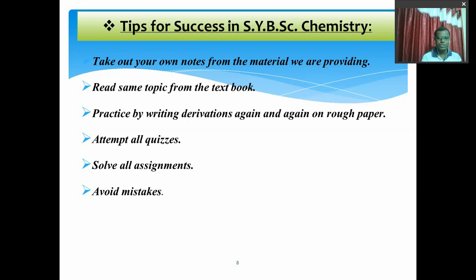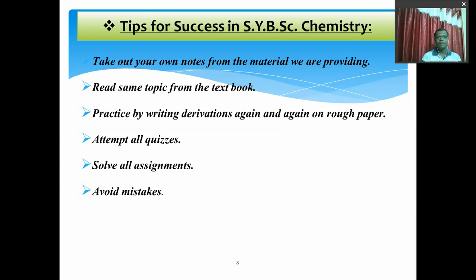Again, I will request all the students to practice writing derivations again and again on rough paper, because as I already told you, unit number 1 in both papers, paper number 1 and paper number 2, is based upon physical chemistry, and unit number 3 is based upon organic chemistry. So in both these units you will require practice, because for the derivations and expressions contained in the mathematical part, if you practice again and again, definitely, practice makes a man perfect. You will not lose any step while writing the derivations in the exam, and definitely you will be able to complete that answer within the time.